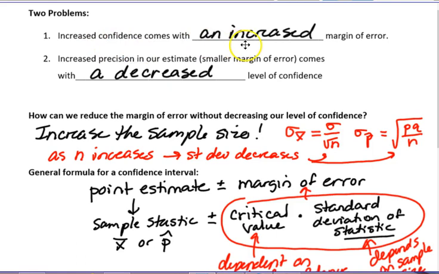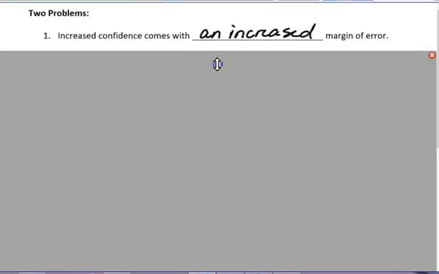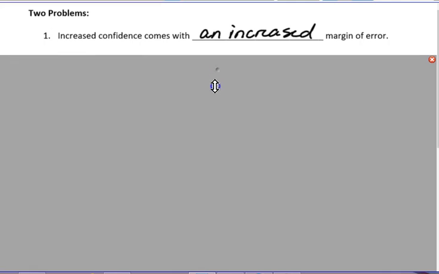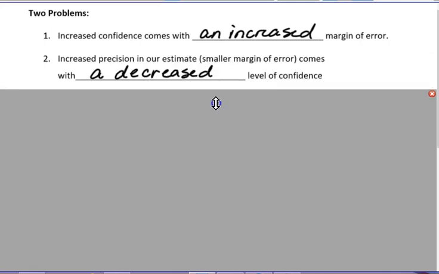Increased confidence comes with an increased margin of error. We notice that. I'm going to kind of cover this up here. Increased confidence comes with an increased margin of error. So in other words, if I have a higher level of confidence, I'm going to have a larger margin of error, and because of that larger margin of error, I'm more likely to capture the true population mean. An increased precision on our estimate, in other words, a smaller margin of error, comes with a decreased level of confidence. I have less confidence in my estimate because I'm more likely to miss the true population mean.